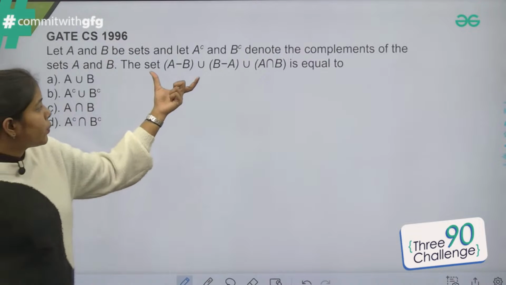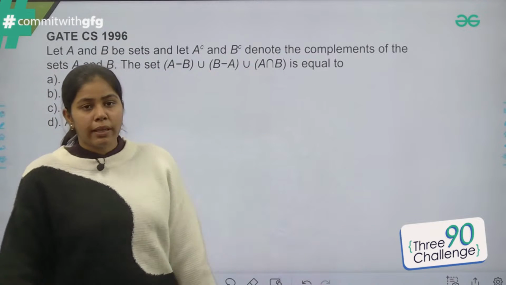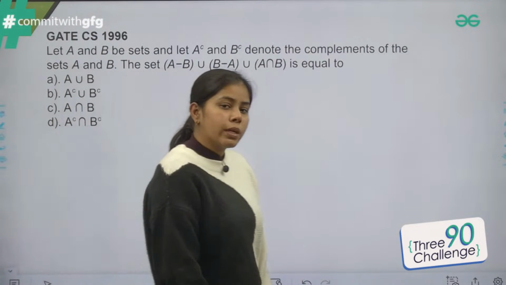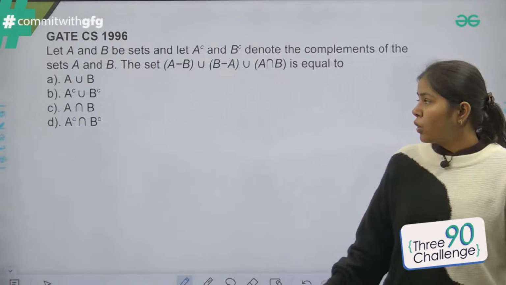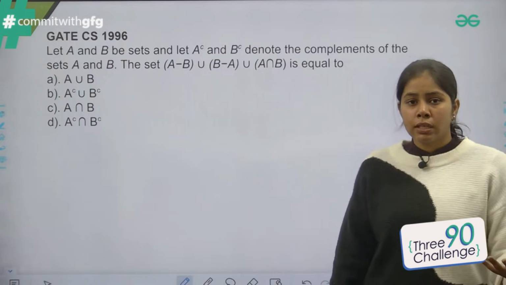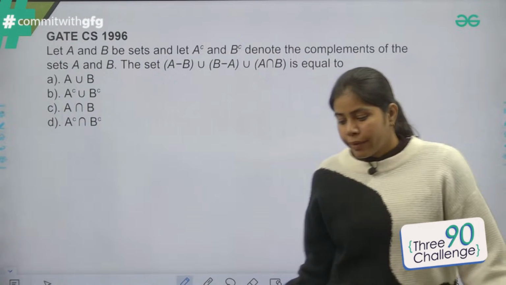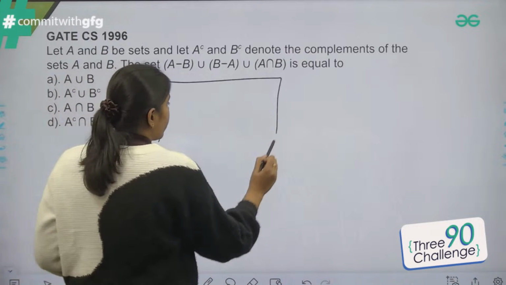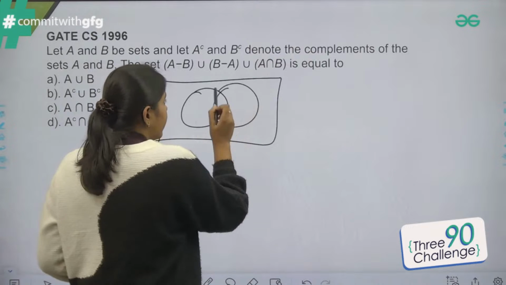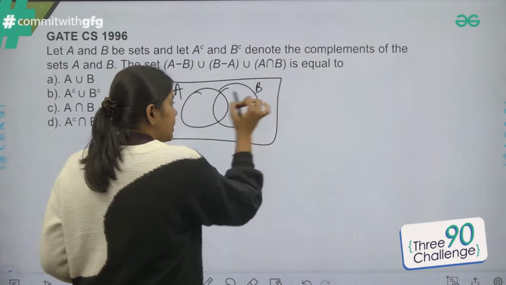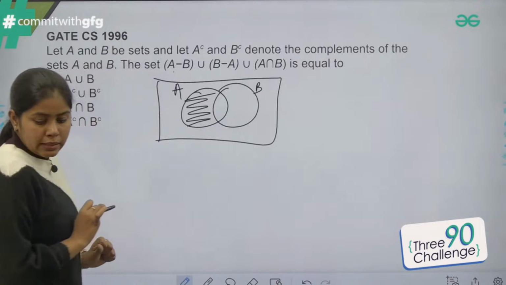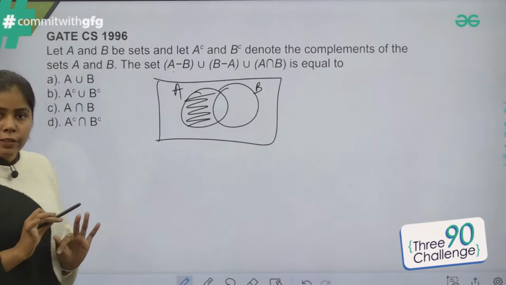Tell me guys, I just want to write down A minus B union B minus A union A intersection B. So guys, if you have questions regarding set theory, so what you would do? You would use Venn diagram, right? Venn diagram is the easiest way to solve questions. What would I do? So if I'll draw a Venn diagram here, let's consider this as A, let's consider this as B. A minus B would be this portion, right? I hope everybody knows set difference and Venn diagram.